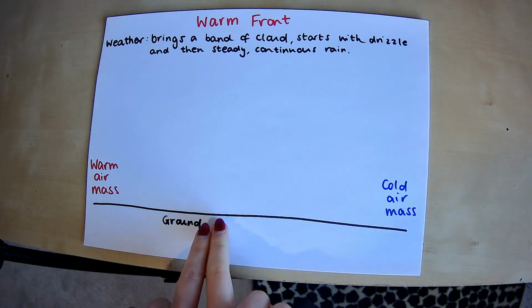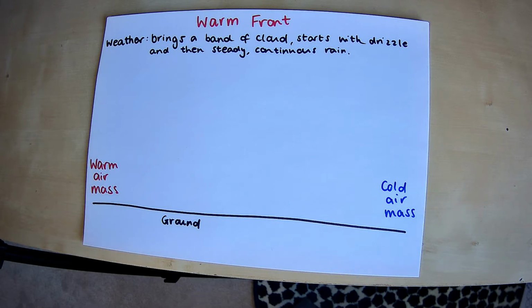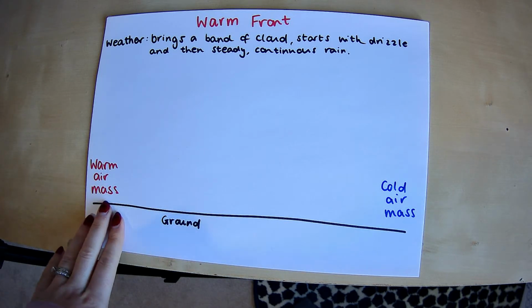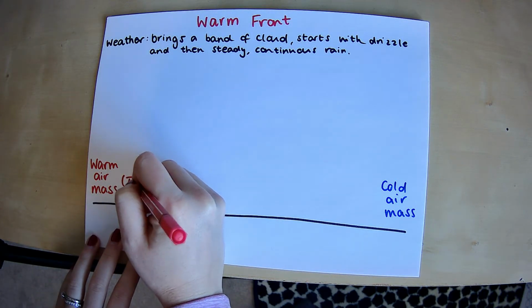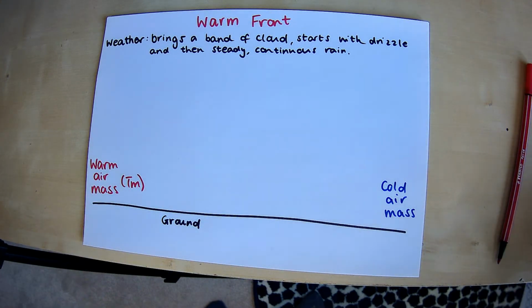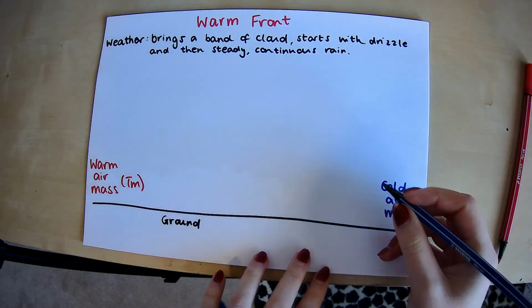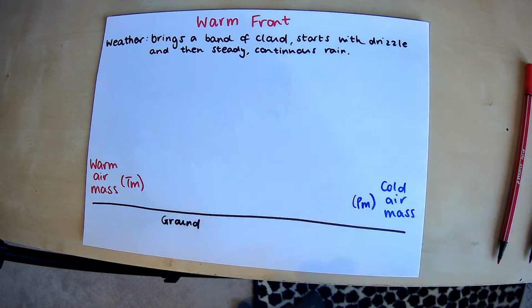So here is an important thing to mention. This is the ground. We'll be looking at our front in cross sections. What that means is if you were to slice into it and look at a side view, this is what it would look like. Over here we have a warm air mass, for example a tropical maritime air mass. So a warm air mass, this happens to be a wet one, but it doesn't need to be, but something warm. And then over here we have a cold air mass, for example a polar maritime.